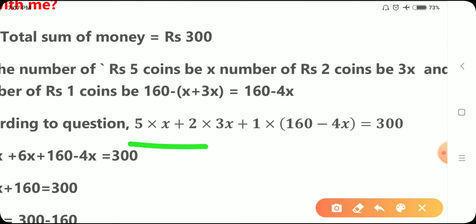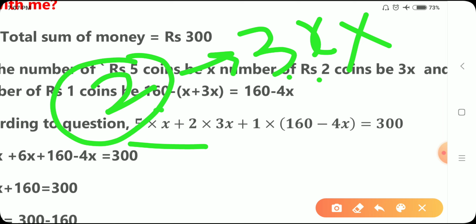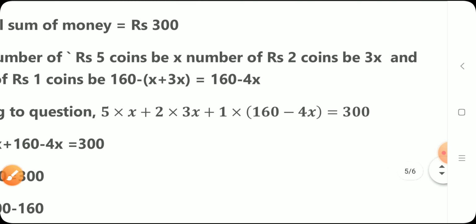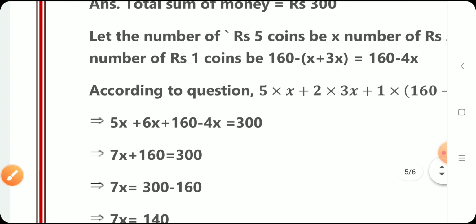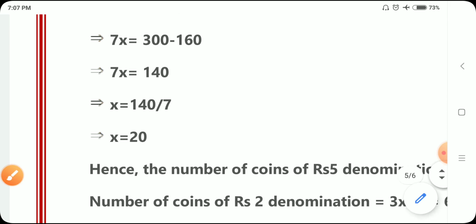In the same way, the number of rupees 2 coins is 3x, so you will multiply these two, you will get 2 into 3x. In the same way, rupees 1 coins are 160 minus 4x. So multiplying and adding, you will get 300. Total value is 300. Solving, you will get 5x plus 6x plus 160 minus 4x is equal to 300. And solving this, you will get x is equal to 20.